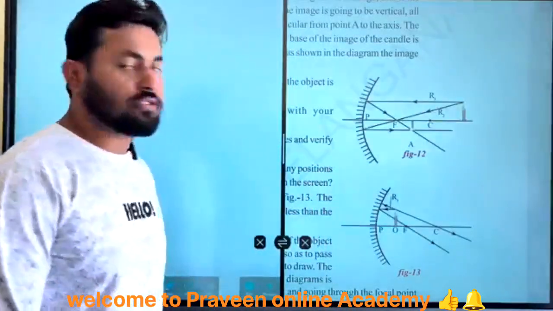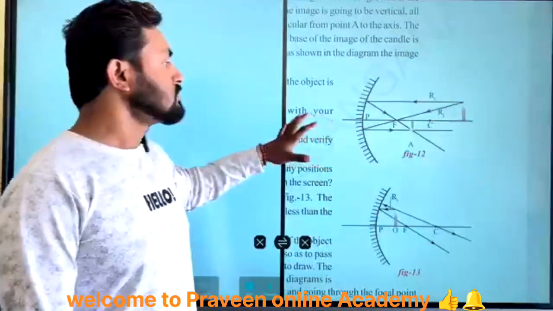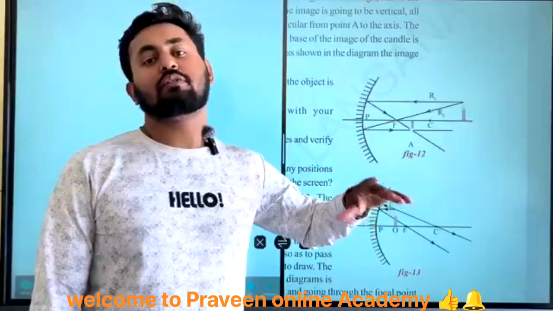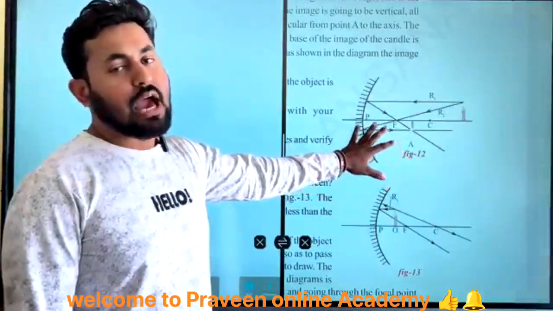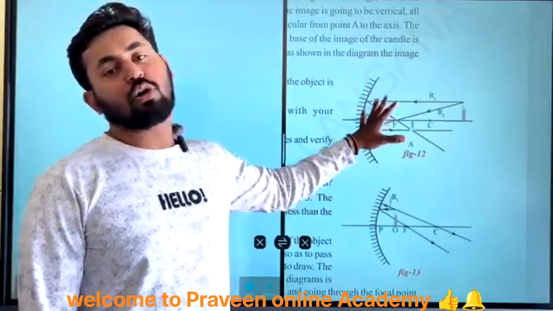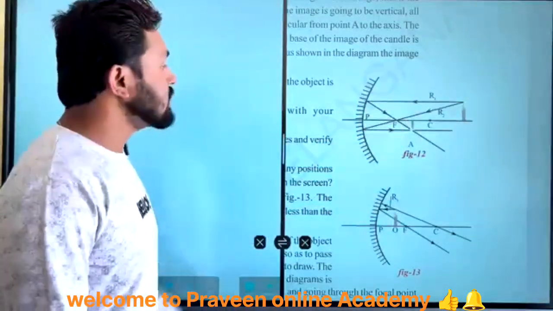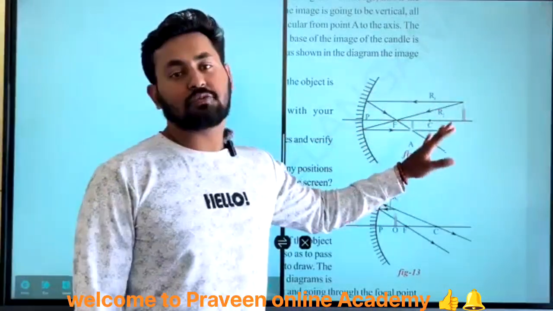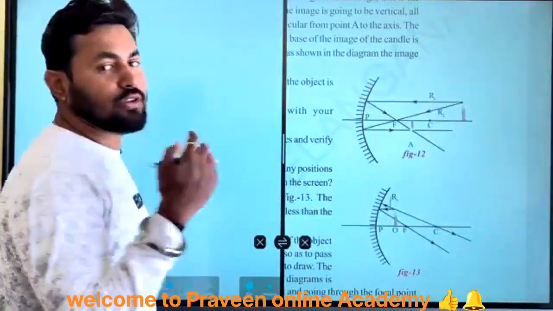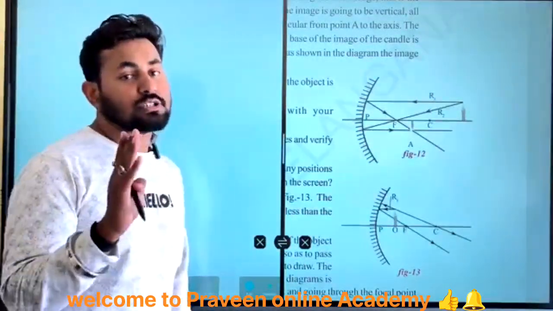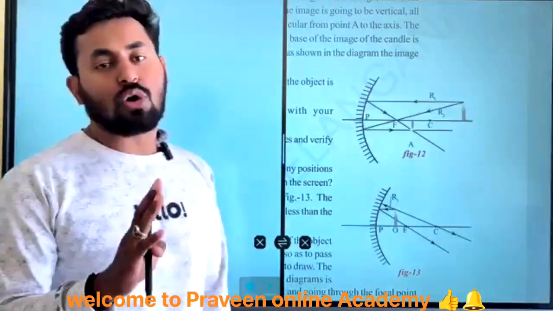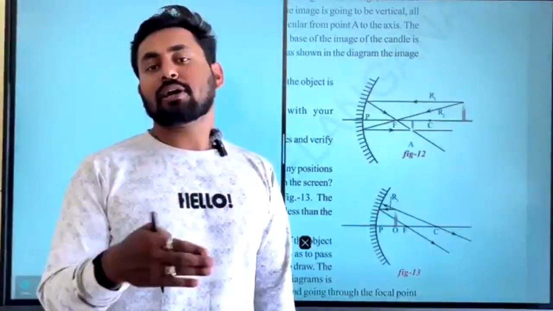So I was telling you, let me just summarize the things which I have already taught. This is the second case diagram that we have, and we were doing the ray diagram of concave mirror, and this is the second case wherein the object is beyond C. I'll draw the diagram once again as a refresher. I have already drawn the ray diagram twice. You can just go through the video.